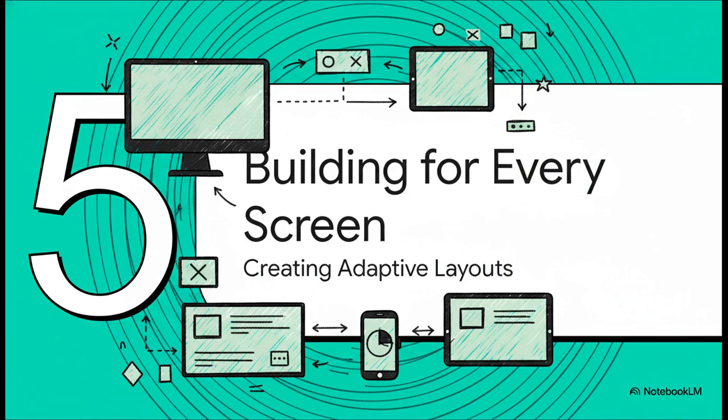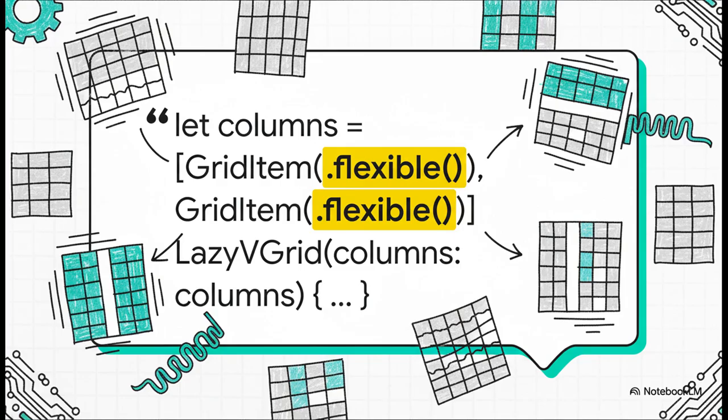All right, we've covered components, data, actions, and animations. For our final section, let's zoom out and put it all together. Let's build layouts that look amazing on any screen size. Meet LazyVGrid, one of SwiftUI's most powerful tools for building adaptive layouts. The secret sauce is right there in how we define the columns. We're not giving them fixed widths, we're just telling the grid, hey, I want 2 flexible columns.